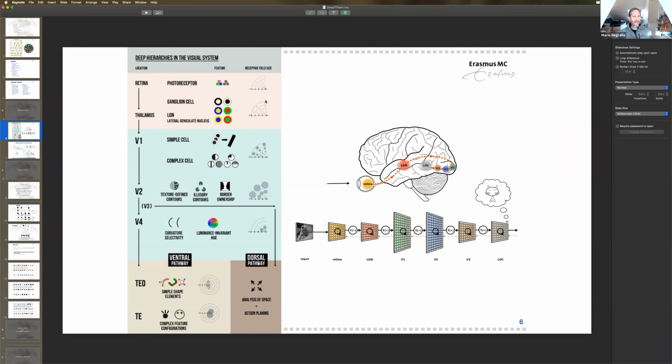The ganglion cells in the LGN will already start to look at color opponency. So the idea that it's relevant to know where something is and the color contrast that it might have, but also fairly small in terms of receptive field size, because it's combining just the local environment.